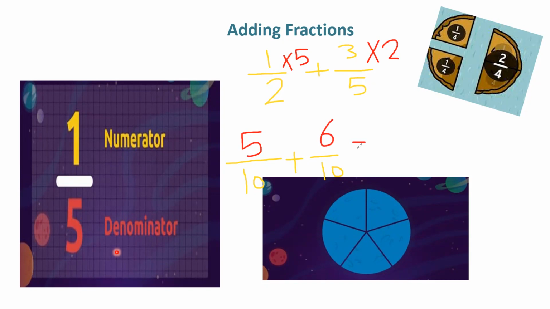Now we can put the same denominator, which is 10, and add the numerators. 5 plus 6 will give you 11. And this equals 1 whole and 1 over 10. So we can convert the improper fraction into a mixed number as we studied in our sessions.